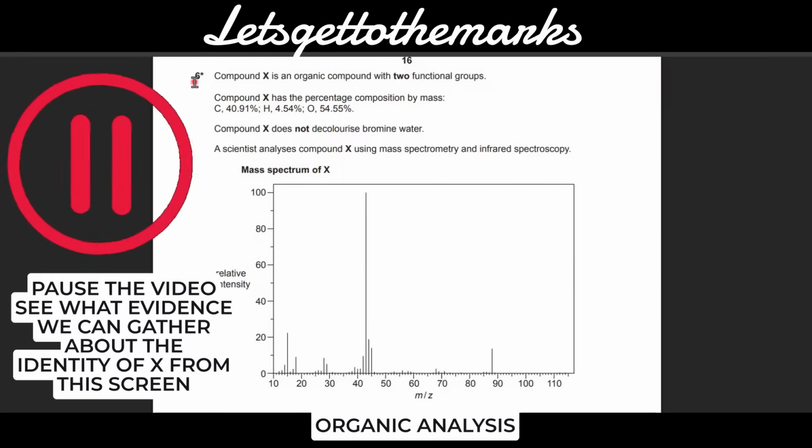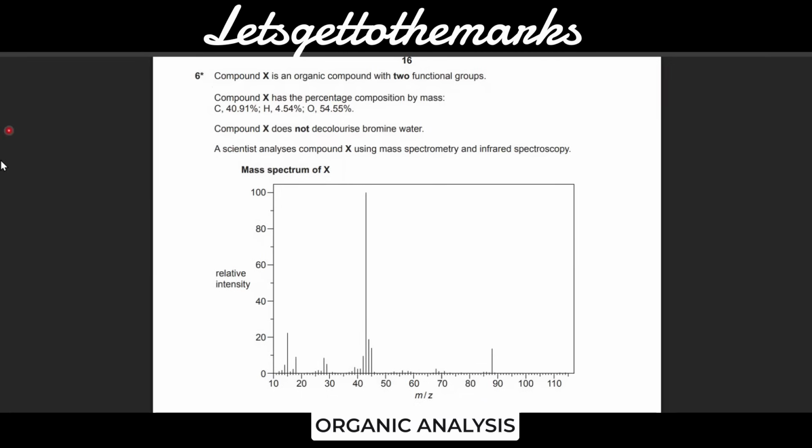So, compound X is an organic compound with two functional groups. Compound X has a percentage composition by mass of carbon, 40.91%, hydrogen, 4.54%, oxygen, 54.55%. Compound X does not decolorize bromine water. So I'm going to put some notes on the sides here. We know it's got two functional groups. That's key. A scientist analyzes compound X using mass spectrometry and infrared spectrometry.